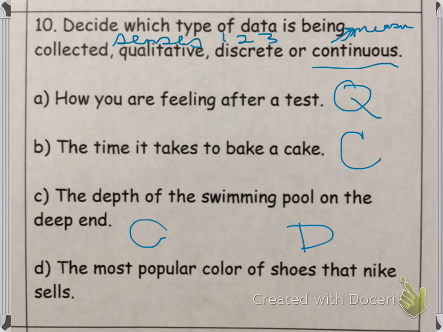And then D, the most popular color of shoes that Nike sells. That has to do with the senses. So that's qualitative again.